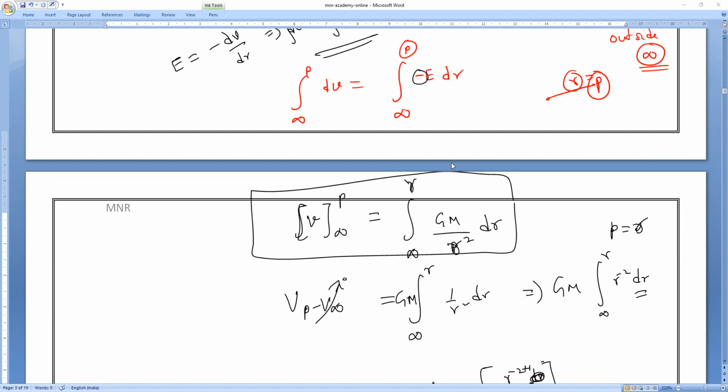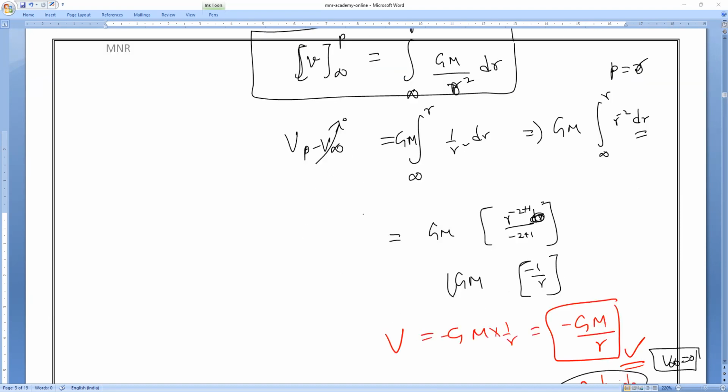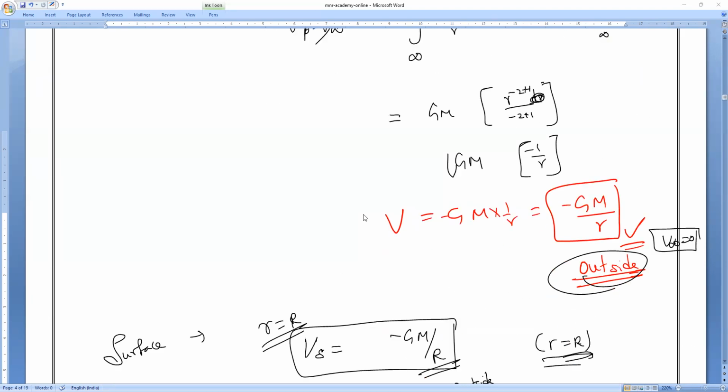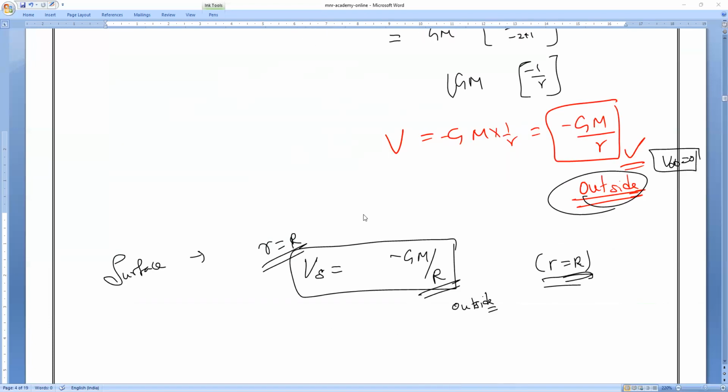Now, if you want to find it inside, let us see how to find it. It's very simple. Try, everybody. Just replace the limits. Inside means we have to consider up to where? You have to consider up to the surface from the center. So you can keep heading inside. Please finish the outside and the surface.